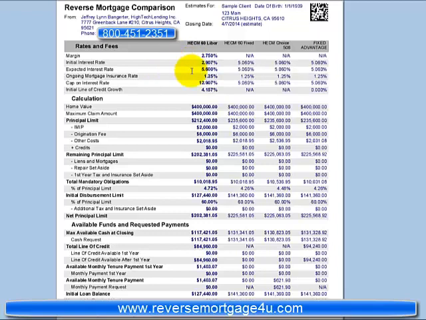The expected interest rate is an interest rate driven off of the 10-year rate, and this is the actual interest rate they use to calculate how much money you can get. So this would be the rate they're charging. This is a calculation on how much you can get.